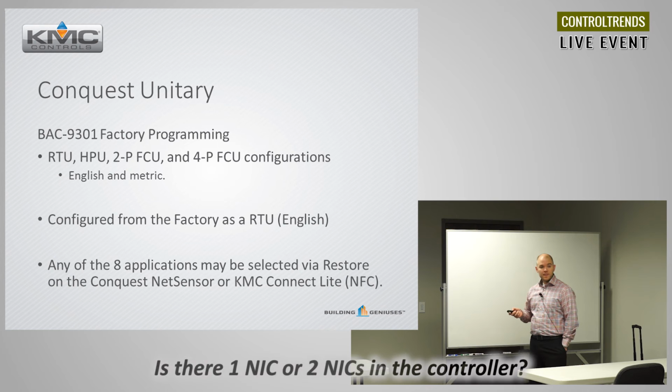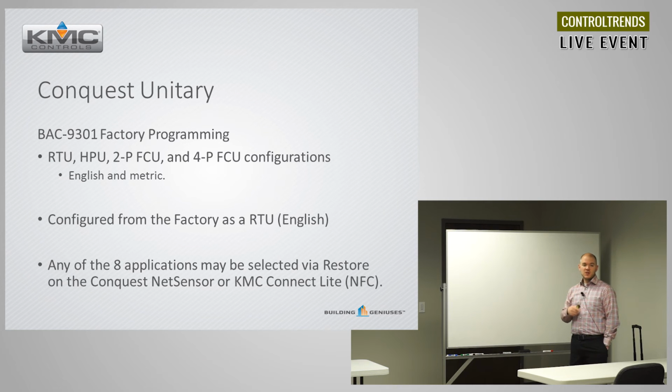Is there one NIC or two NICs on the controller? One. There will be two. Yeah, in September or later this year, we're working on having two. So if you order the Ethernet, you'll have daisy chainable Ethernet coming.